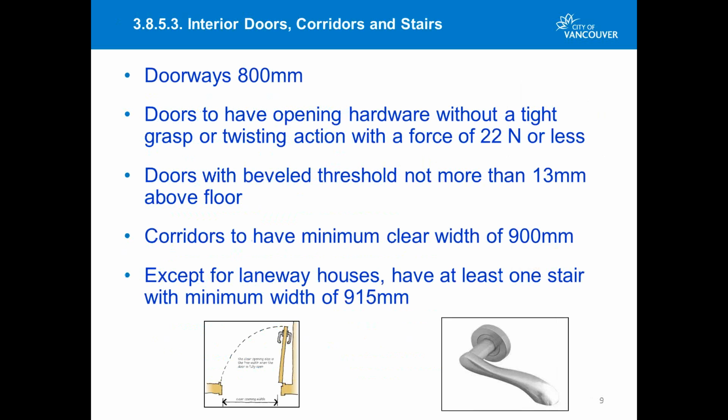Doorways within dwelling units are going to have to be wider at 800 millimeters. They'll also require lever-type handles. Thresholds within the dwelling unit can't be more than 13 millimeters, ½ an inch. Corridors are required to be wider at 900 millimeters. And except for laneway houses, at least one stair within the dwelling unit is required to have a width of 915 millimeters. And that's to accommodate the future installation of a barrier-free lift.